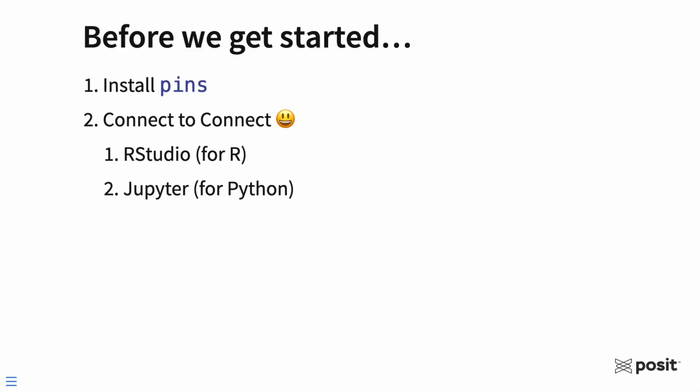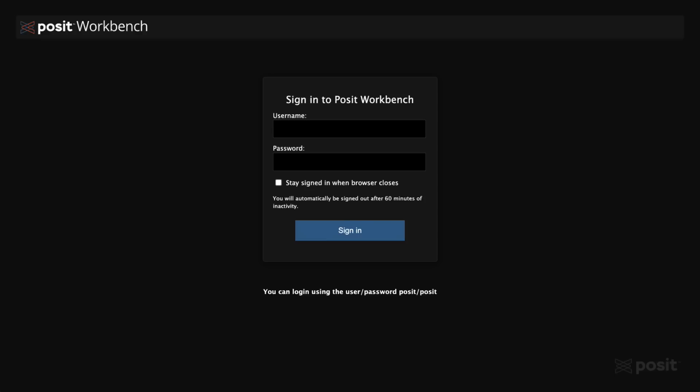Before we get started with pins, we need to do a small amount of prep work. Since we are going to show some workflows in both R and Python, we'll first need to install the pins package in both languages, and then we'll need to connect to our board, which again will be Posit Connect. So let's do that now, and we'll start with R in RStudio. So here I am within Posit Workbench, and the first thing I'm going to do is log in.